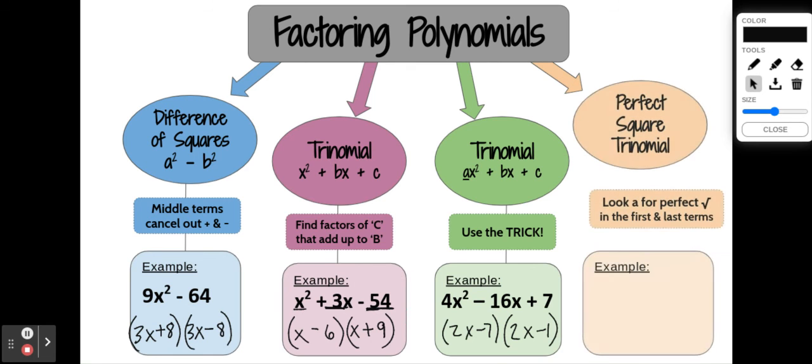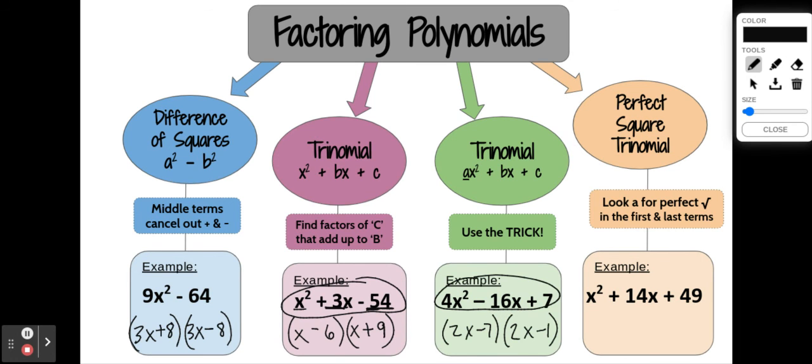Then we had the other special case, and that was the perfect square trinomial. So let's take a look at an example. Here it is. All right, so now the trick here is to look for a perfect square in the first and the last terms. Now remember how I did that. I did that with this example, and I did it with this example. The first thing I did was I took a look, are the first and the last terms perfect squares? And they were not.